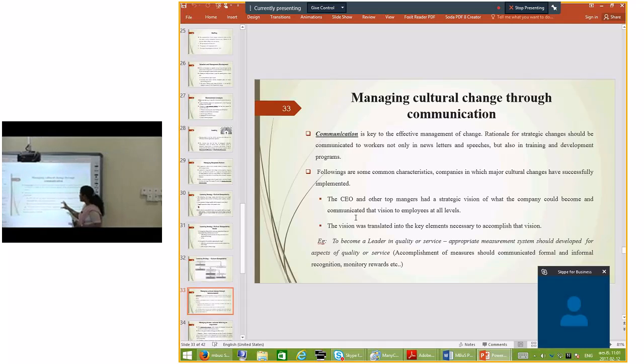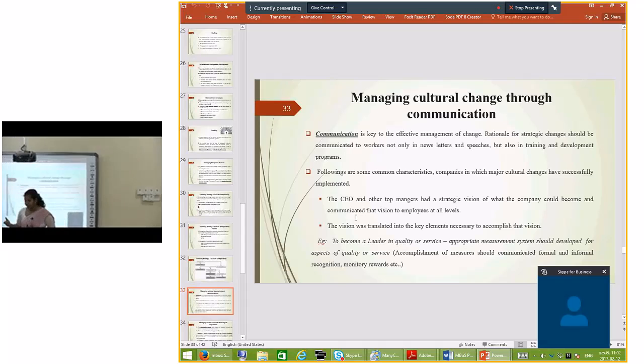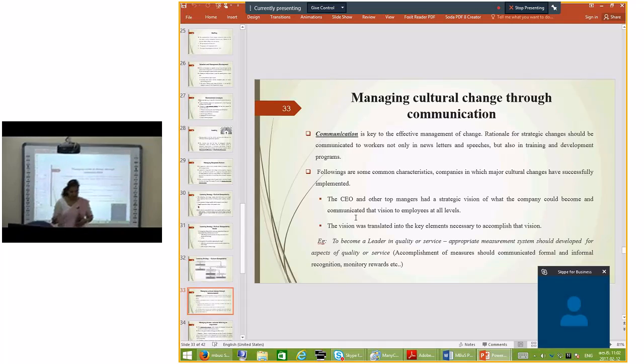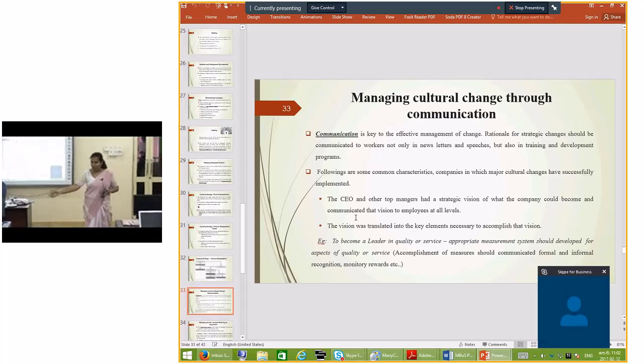Yes, this is the scenario. Second point: the following are some common characteristics of companies in which major cultural changes have been successfully implemented. That means if we have to implement it in a successful manner, what can we do? What are the common characteristics? For example, vision, mission, those things, sometimes those things are in writing. There may be a corporate plan, but does every employee read this so-called corporate plan? Are you all reading the BOC corporate plan? No, you all are not going to do so.